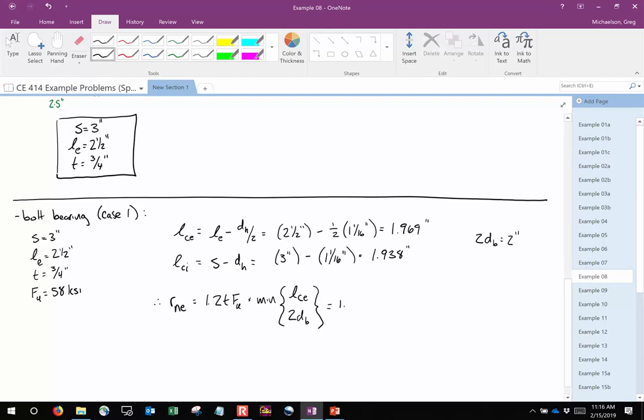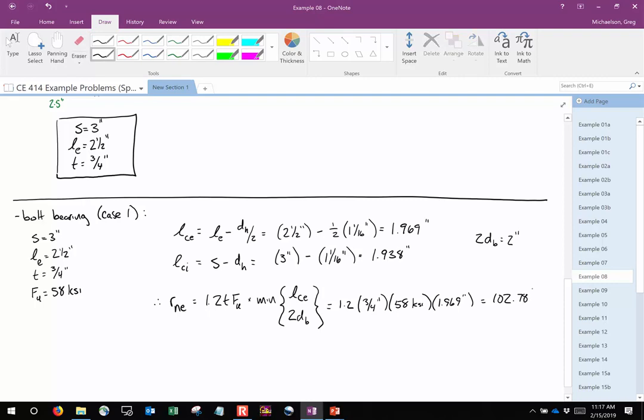So this is going to be 1.2 times the thickness of 3/4 inch times 58 KSI times 1.969. And so that equals what? We'll say 2 decimal places just to do that. I probably wouldn't be that super exact if I was doing it in practice, but I like to have a little bit of specificity so that we all know that we're talking about the same numbers. 102.78.